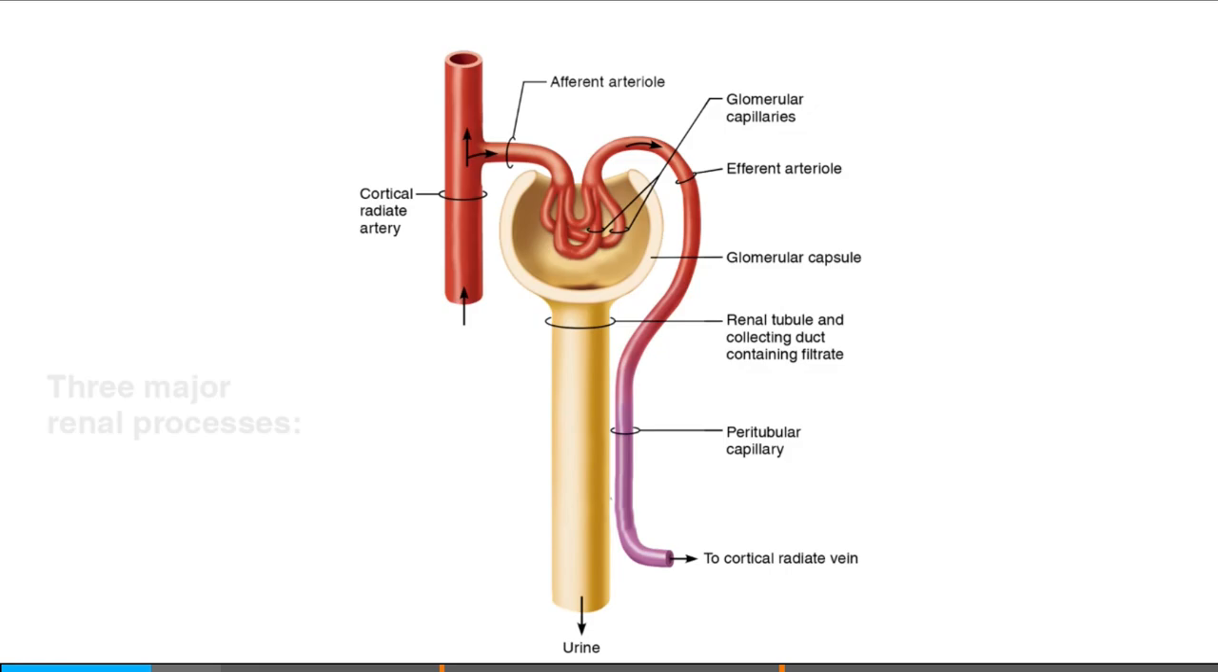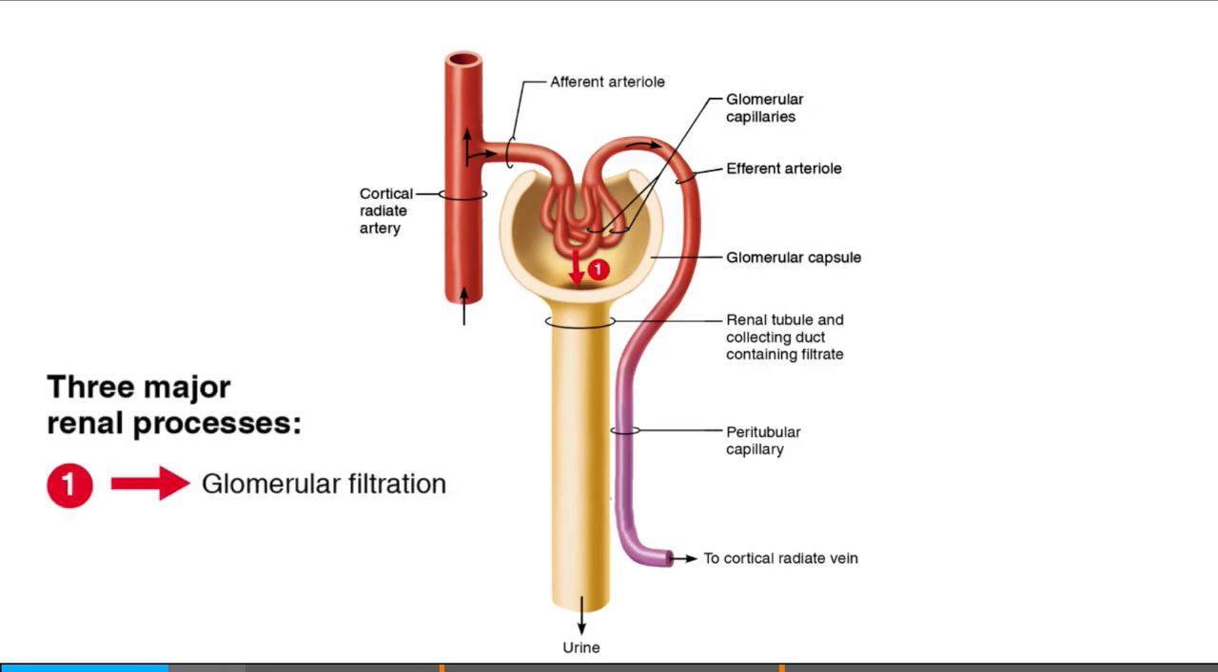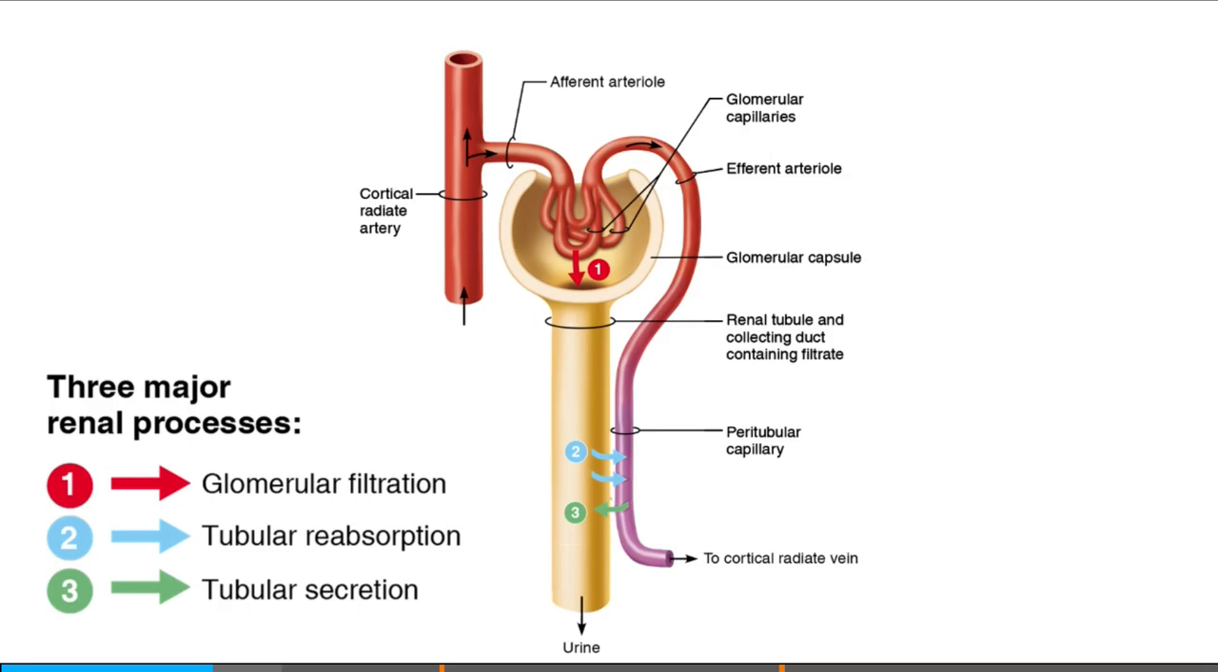Urine is the end product of three key processes: glomerular filtration, which passively moves small substances from the blood to the filtrate; tubular reabsorption, which reclaims solutes that need to return to the blood; and tubular secretion, which selectively moves substances from the blood into the filtrate.